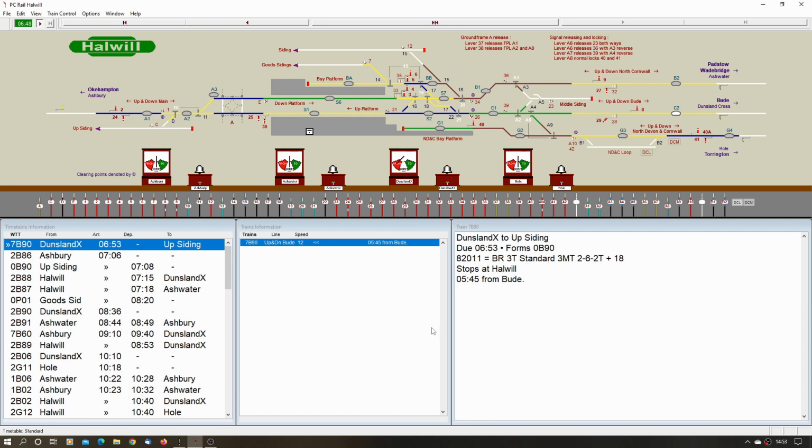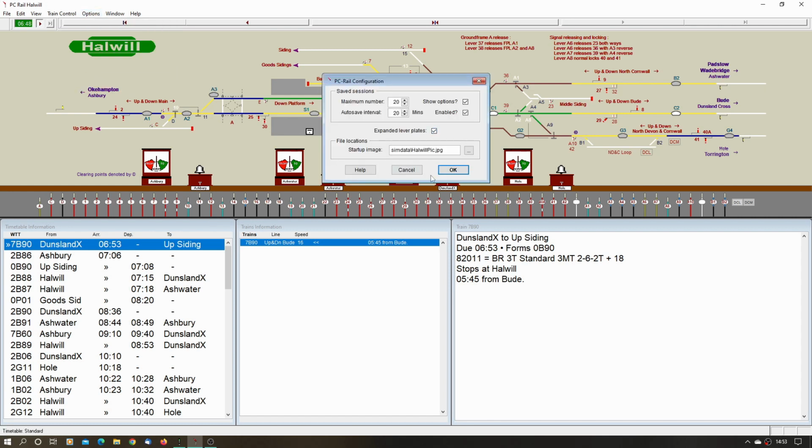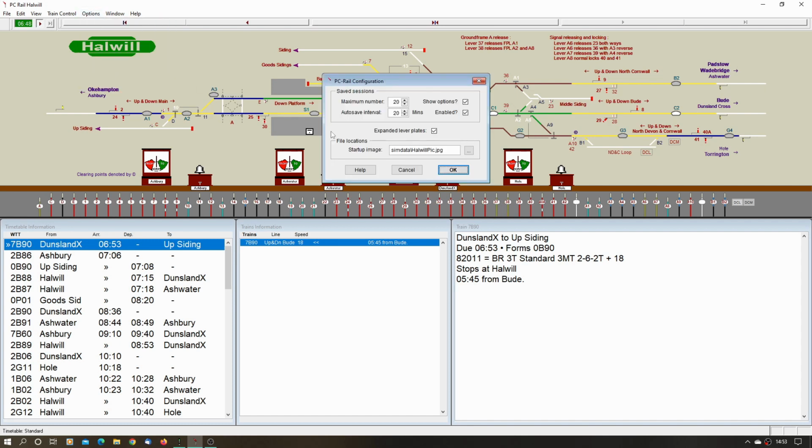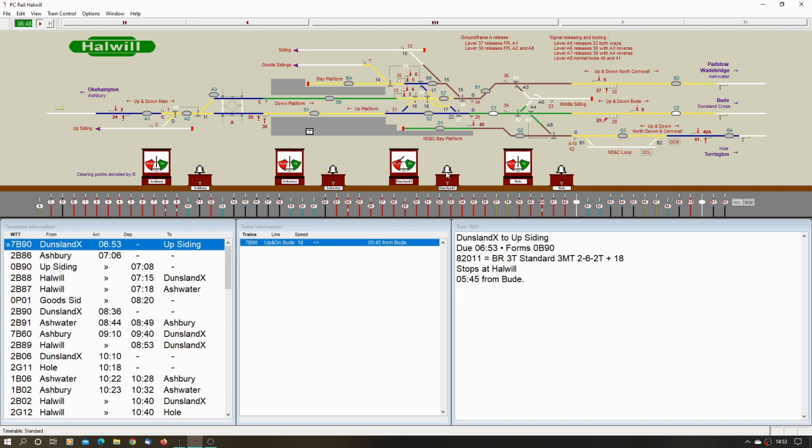We didn't need to caution that one, but it's just arrived a bit quicker than I expected. Let me see what I've got. The skill level that's set to 5 real time, so we'll leave it at that. You have got the option of having the expanded lever plates, so that will then tell you what each lever is when you move your mouse across. I tend to leave those off for the demonstration so they don't get in the way.